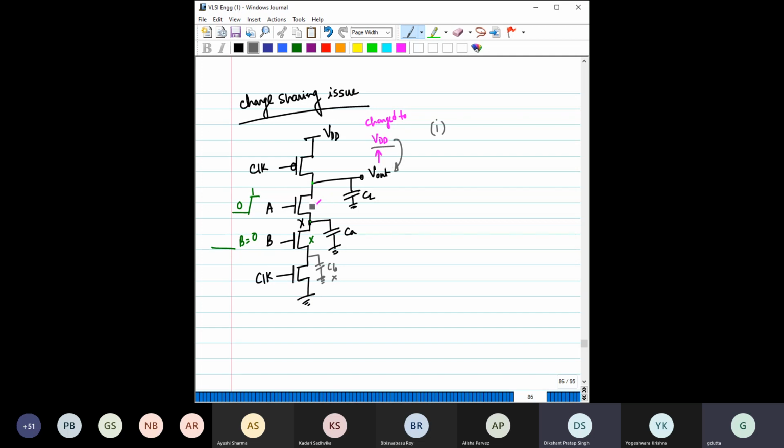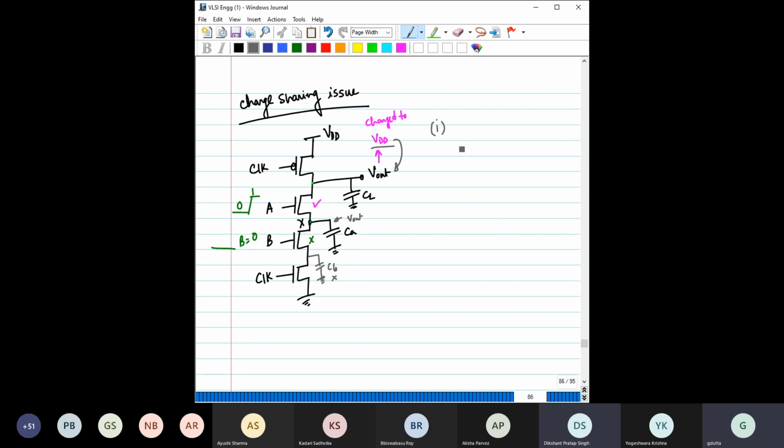As you know, this transistor is still on, so these two potentials have to be the same. So here also the potential would be equal to V out. If you have understood this, then we can apply charge conservation, because the amount of charge initially and after this distribution is going to be the same. So what is the initial charge? It is CL into VDD.